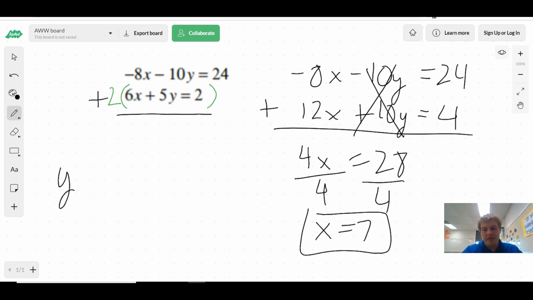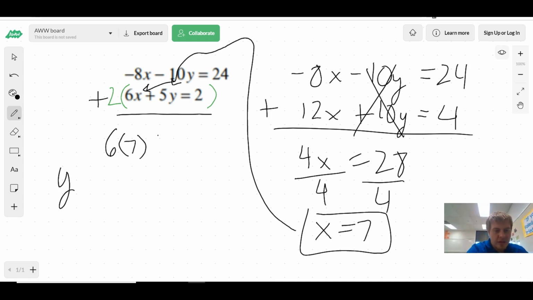So to find your y value, you need to take your x and plug it into one of the equations. I am going to plug it into this equation right here because it has no negatives and it's the smallest numbers. So it'll be 6 times 7 plus 5y equals 2. This would give me 42 plus 5y equals 2.